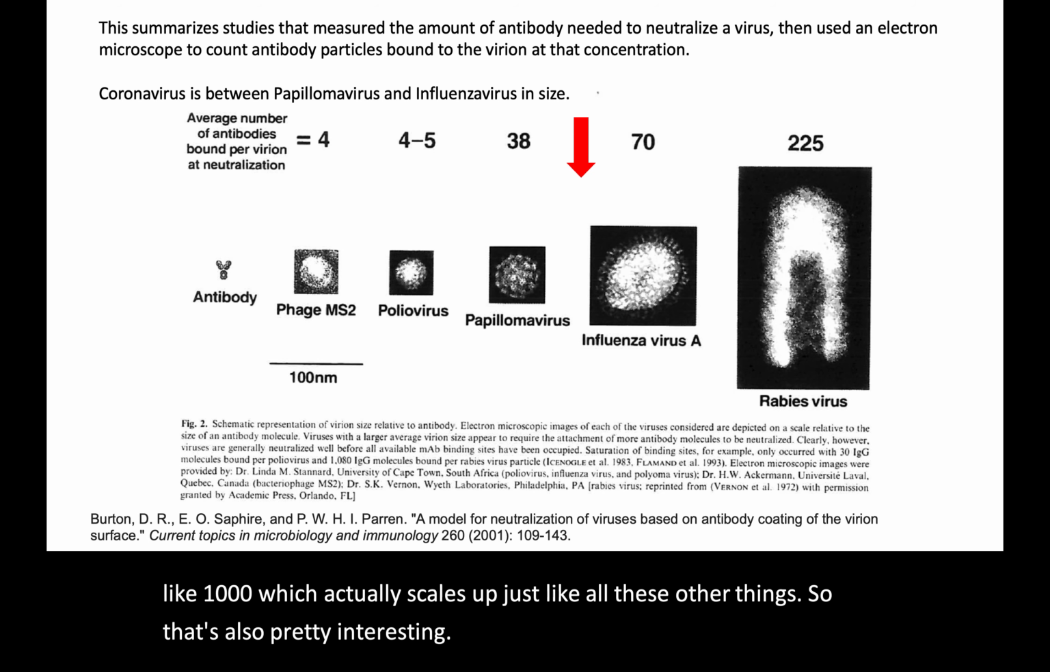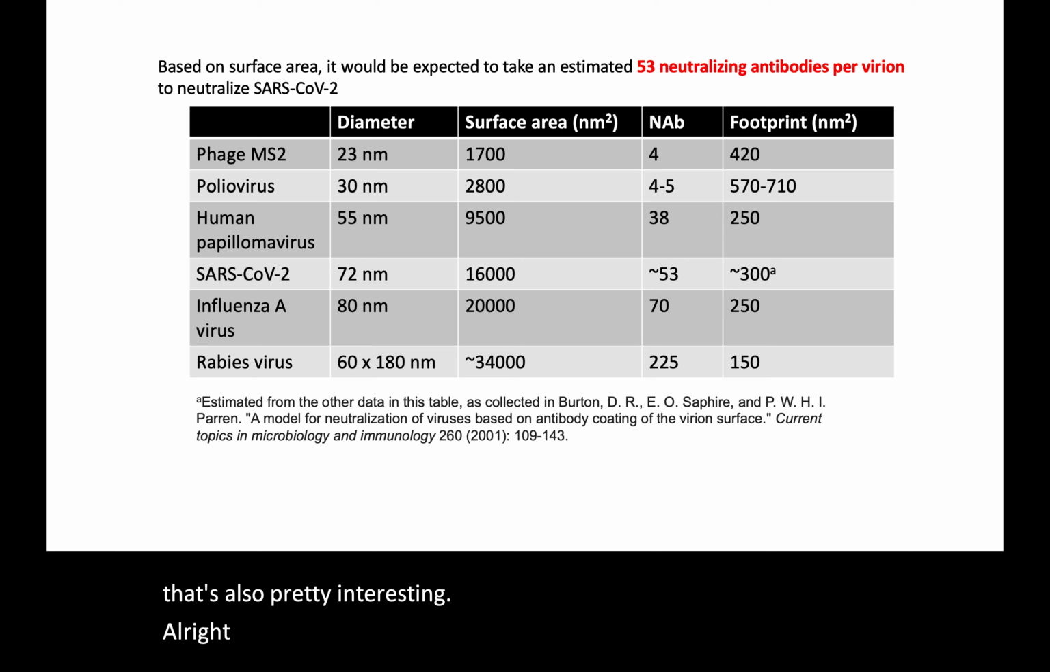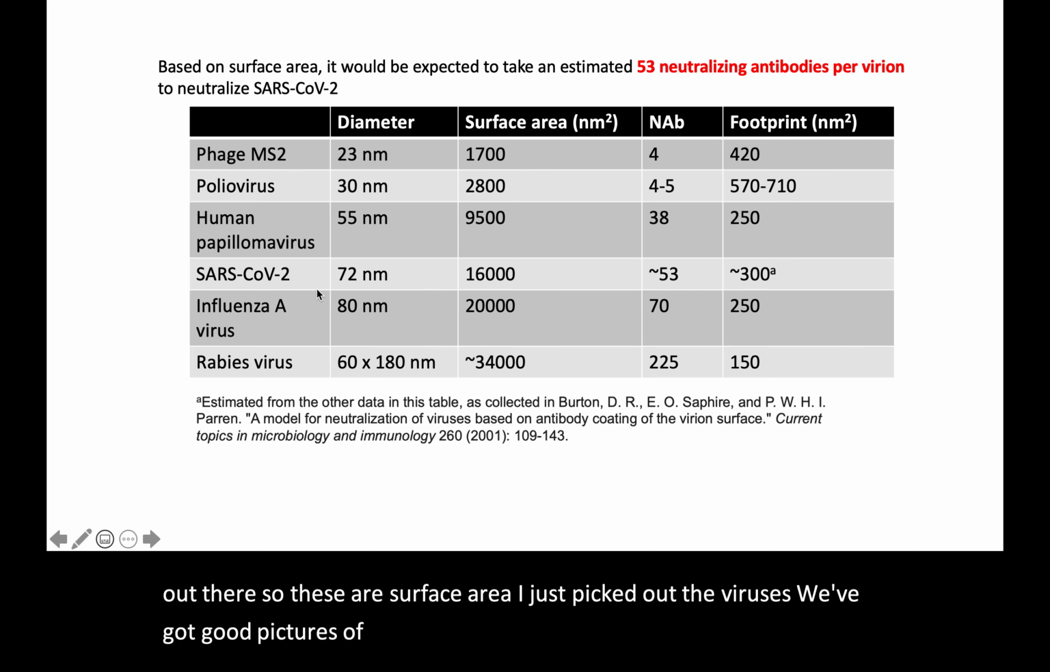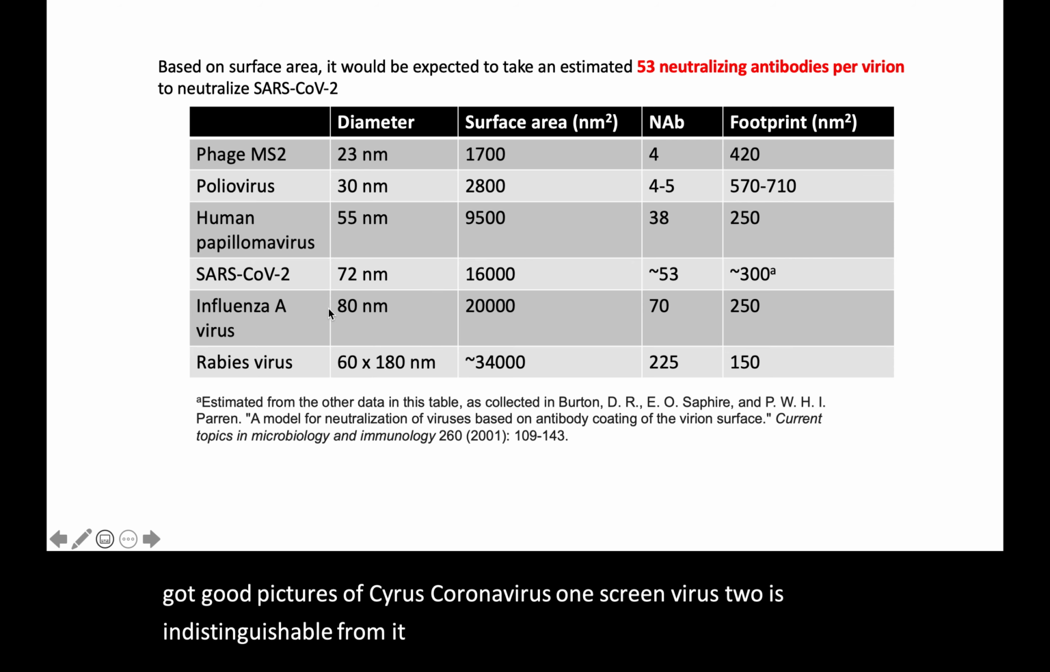All right, so let's go on here. Here's the math for all you arithmetic fans out there. So here's our surface area. I just picked out the viruses. We've got good pictures of SARS coronavirus 1. SARS coronavirus 2 is indistinguishable from it, essentially. And so we know these are good.